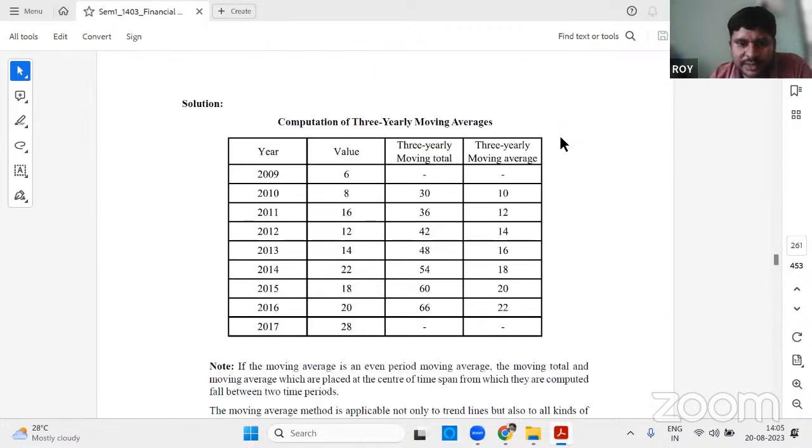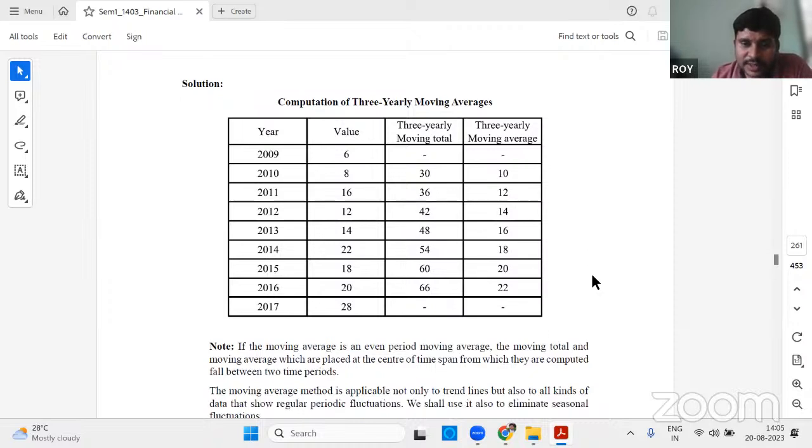How have we taken the average? This first 3 total, I kept 30. Next 3 total, 36. Next 3 total, 42. Next 3 total, 48. Next 3 total, 54. Next 3 total, 60. Next 3 total, 66. And this 30 is for the 3 years, right? For what is the average? 30 by 3, 36 by 3, and so on. You'll get it. Is this clear?